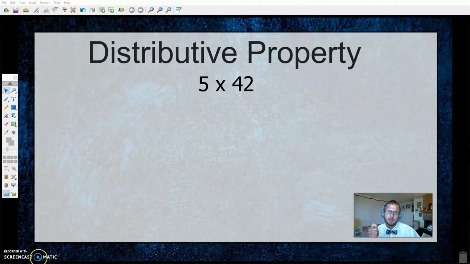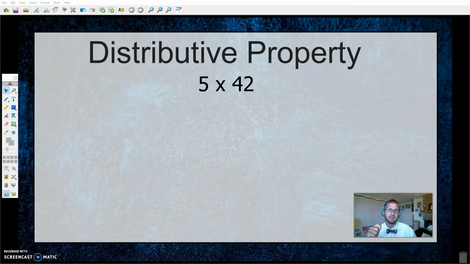Let me do one more of these for you, and I'm going to do it mentally first so you can see what I'm talking about. And then I'll show you the work. So we're going to do 5 multiply 42. Well, 42, if we split that apart, is 40, add 2. 5 multiply 40, well, 5 times 4 is 20, so 5 multiply 40 is going to be 200. 5 multiply 2 is 10.